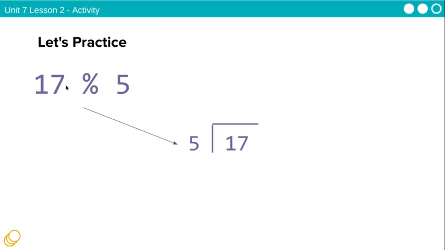So let's practice. This really means 17 divided by 5, which we know goes in there at least 3 times, and we're going to have a remainder. So we would say 3 remainder 2.